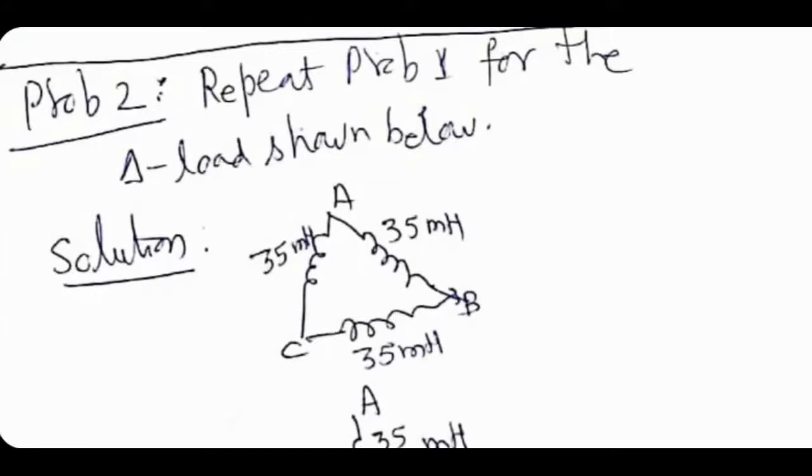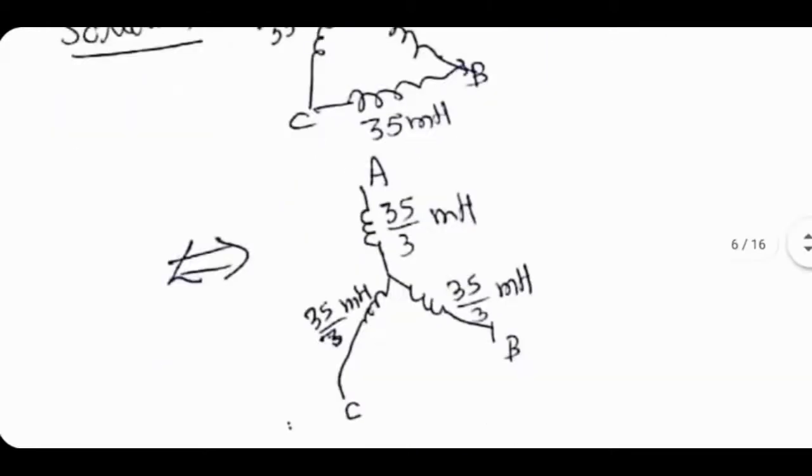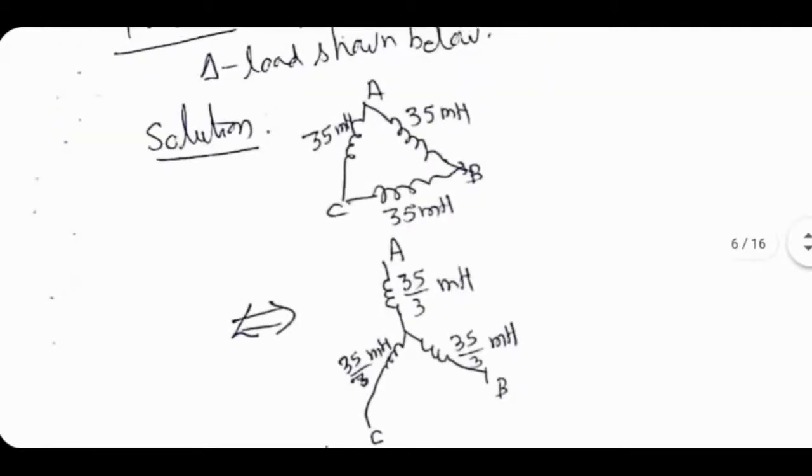To calculate ZY, you simply divide Z delta by 3. That means the impedance in the Y load for each branch will be j omega 35 multiplied by 10 to the power minus 3 divided by 3. And you can remove j omega to get the inductance value. Inductance value turns out to be 35 by 3. I hope you get this. If not, I can help you later also.